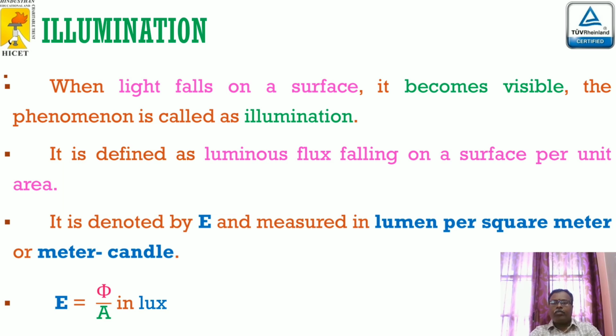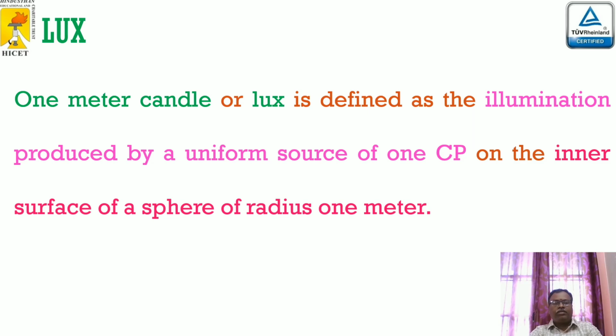And next you can see the lux. What is the definition of the lux? One meter candle or lux is defined as the illumination produced by a uniform source of 1 CP on the inner surface of a sphere of radius 1 meter.